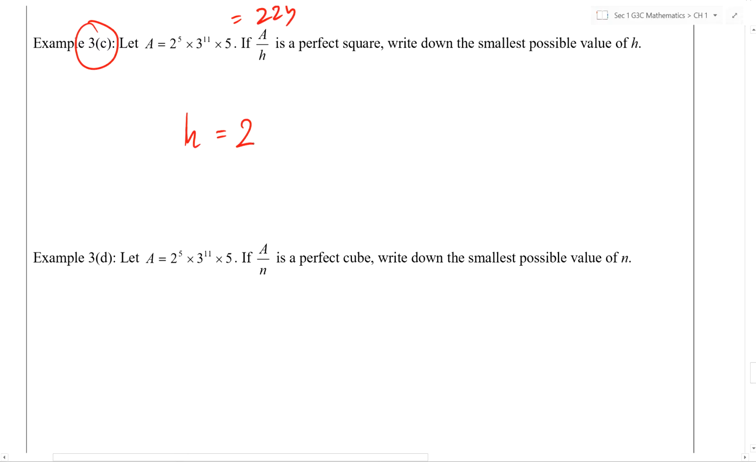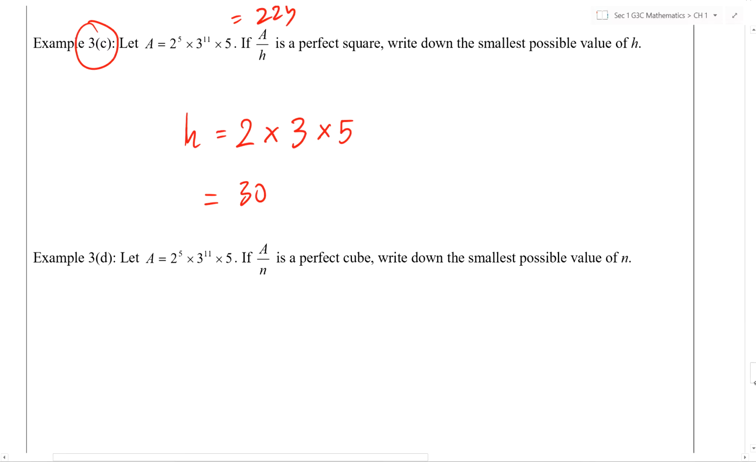I want power 5 to become power 4, and I do so by letting h be equal to 2. Then for 3, since there are 11 of them, I need to reduce to become 10, so there's only 1 3. I don't want the 5 anymore, so I need to divide by 5. Answer 30. Do you have the same answer? Okay, the method that you use should give the same answer also. So this is the shortcut.